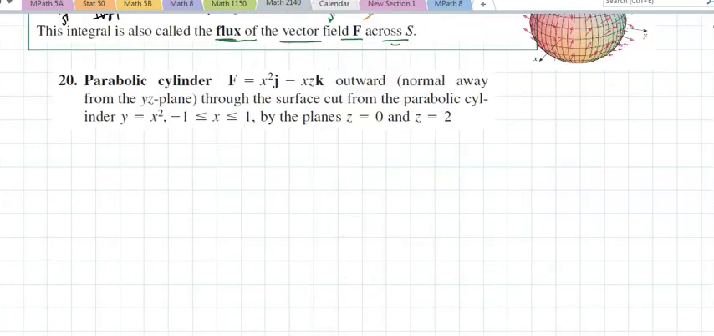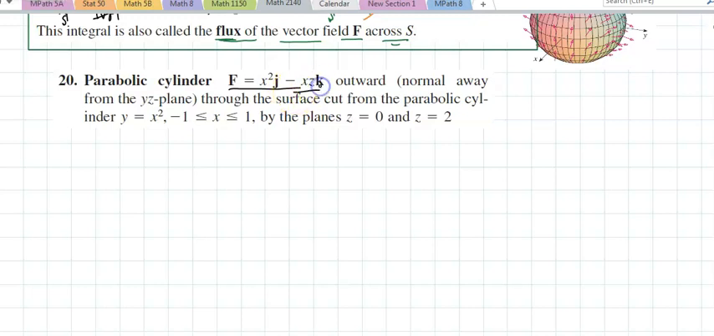So on number 20, here's a vector field. Oh wait, it went away. Okay, sorry, I had a sneeze and it went away.